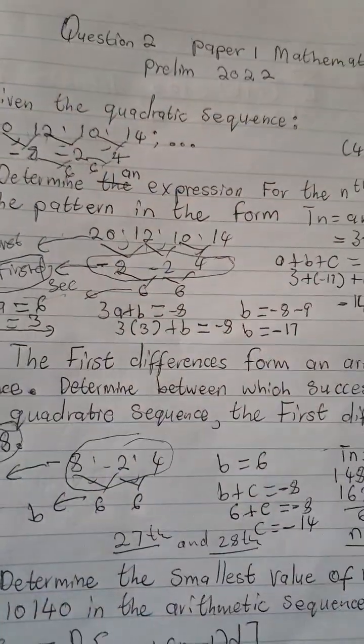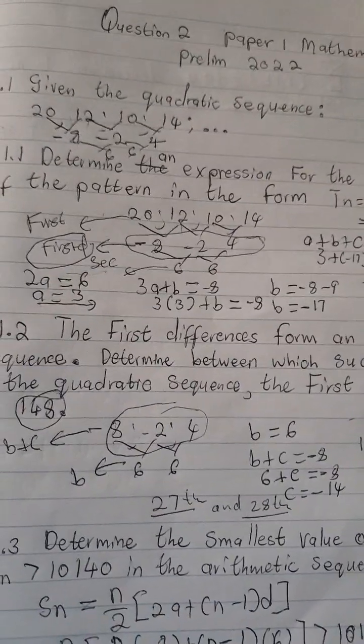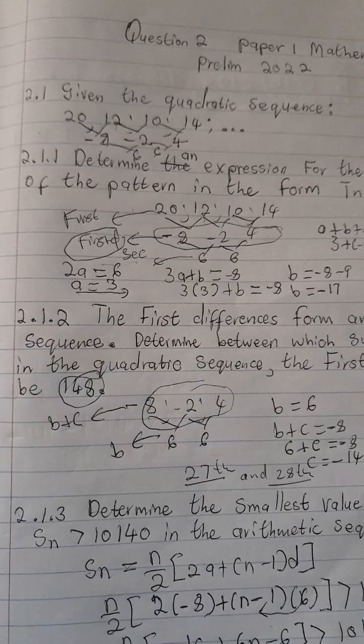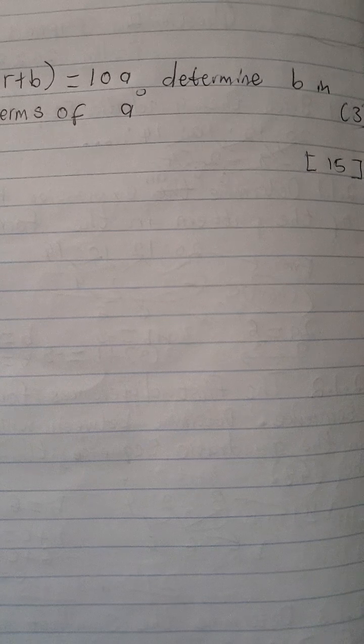In question 2, we have a sigma notation in 2.2. Yes, that was 2.2, guys. I mistakenly said it was 2.1.4, but it's 2.2. So the whole marks for question 2 was 15 marks, guys. So this one that we are looking at now, it's 3 marks.